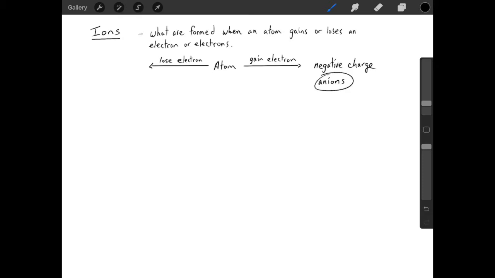When an atom loses one or more electrons, it results in a structure that has more positive charges than it does negative charges, and therefore the overall ion will be positively charged. And these positively charged ions are known as cations.